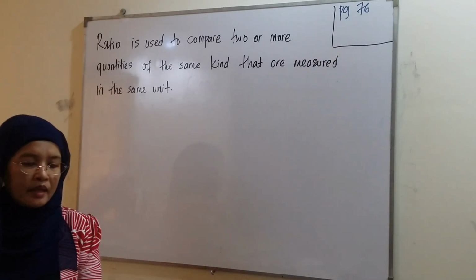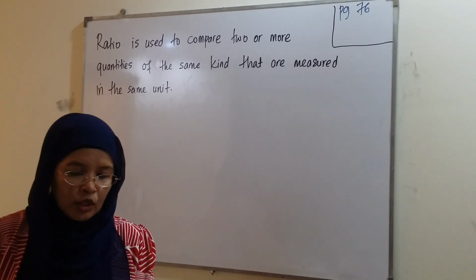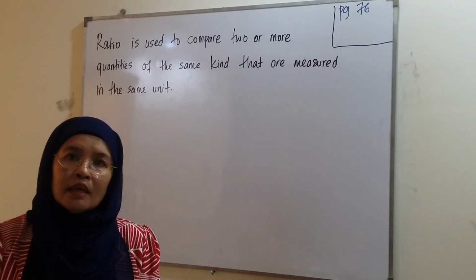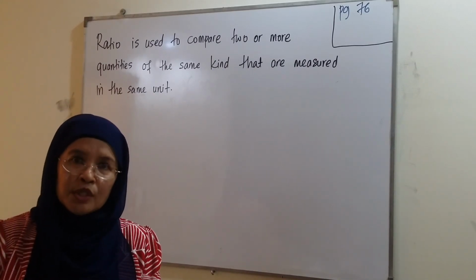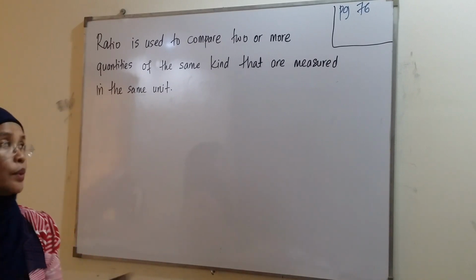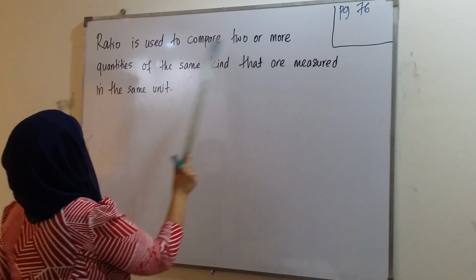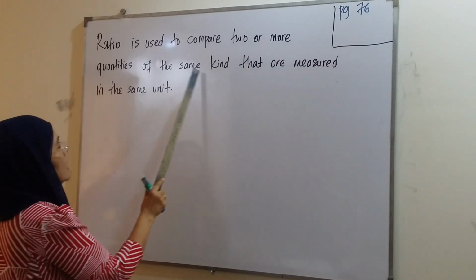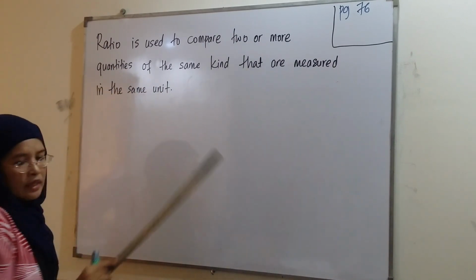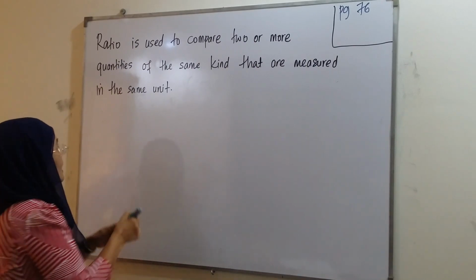Now we are in Chapter 4, which is ratios, rates and proportions. So we start with ratios first. What is a ratio? A ratio is used to compare two or more quantities of the same kind that are measured in the same unit. Same unit.